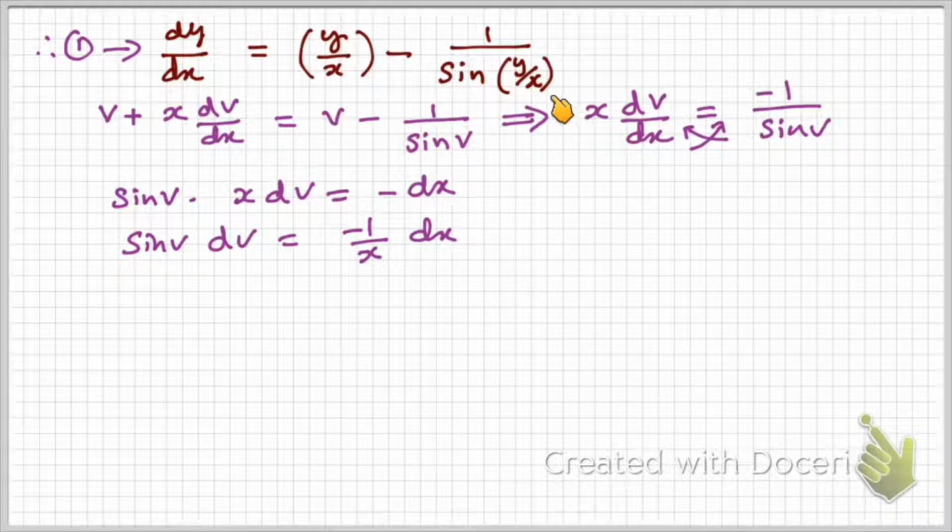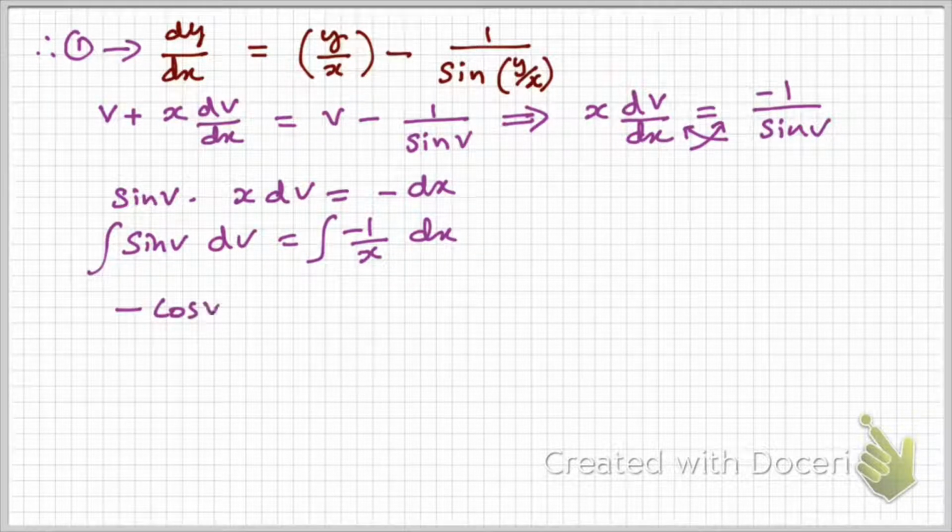The sin v comes to the left side and dx goes to the other side. So sin v comes to the left side, so that is sin v into x dv, and this dx goes to the other side, giving me minus dx. The variables are still not separated, so I shift this x to the other side, so that gives me sin v dv is equal to minus 1/x dx.